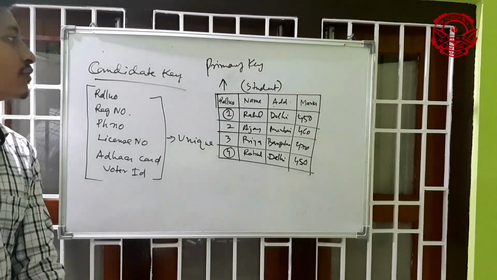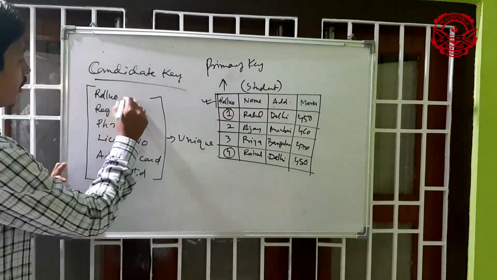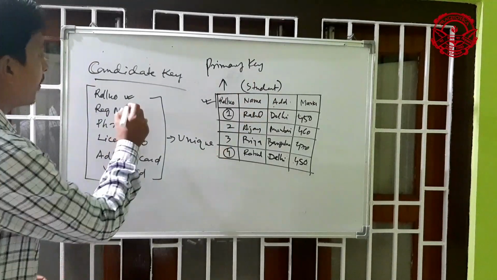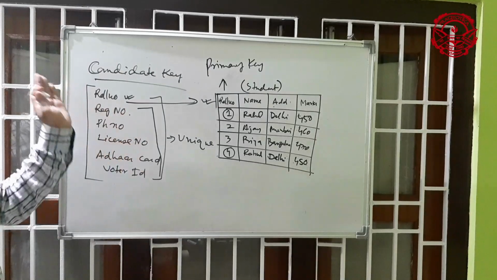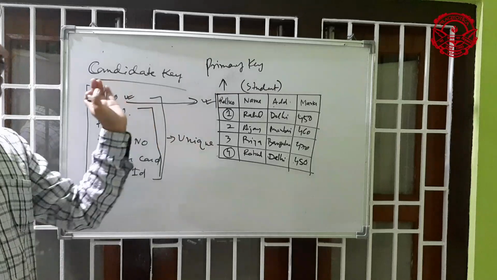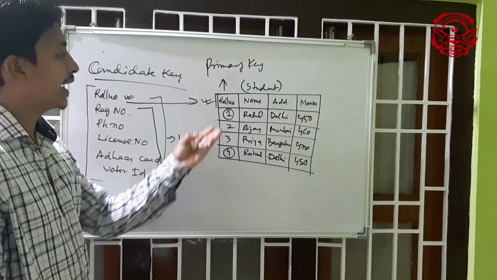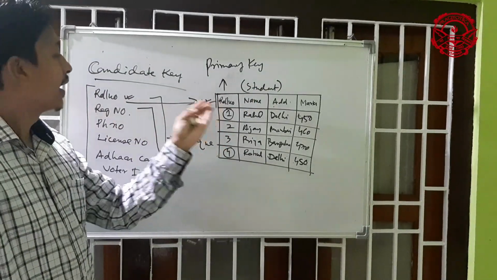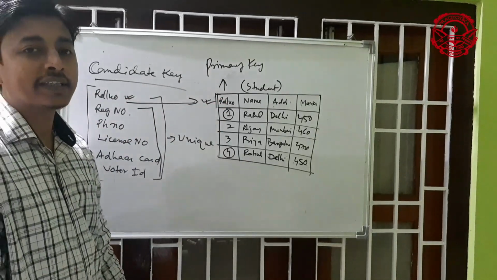Now see, in the student table, the roll number is appropriate for the student table. So that's why roll number is called the primary key. Understand? So a candidate key which is appropriate for a table is called a primary key and the others are called candidate keys. So here in the student table the roll number is appropriate, so that's why it is taken from the candidate keys and presented as a primary key.